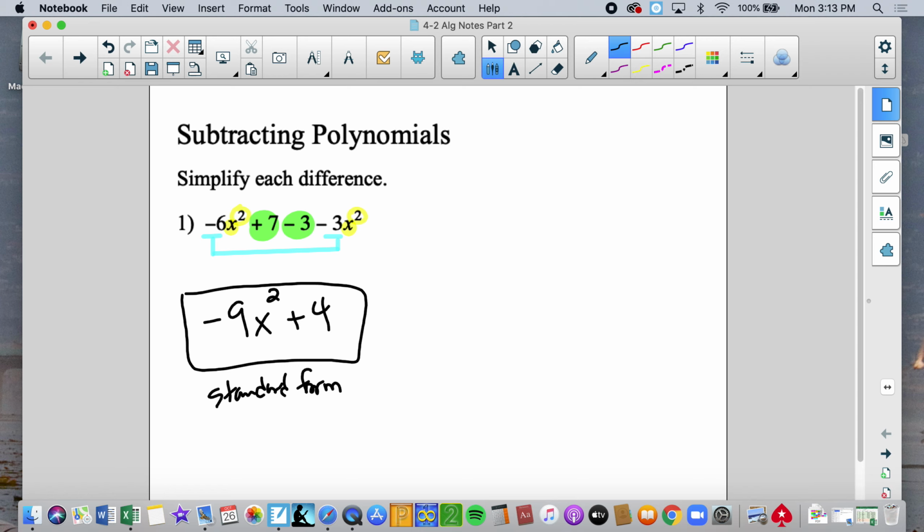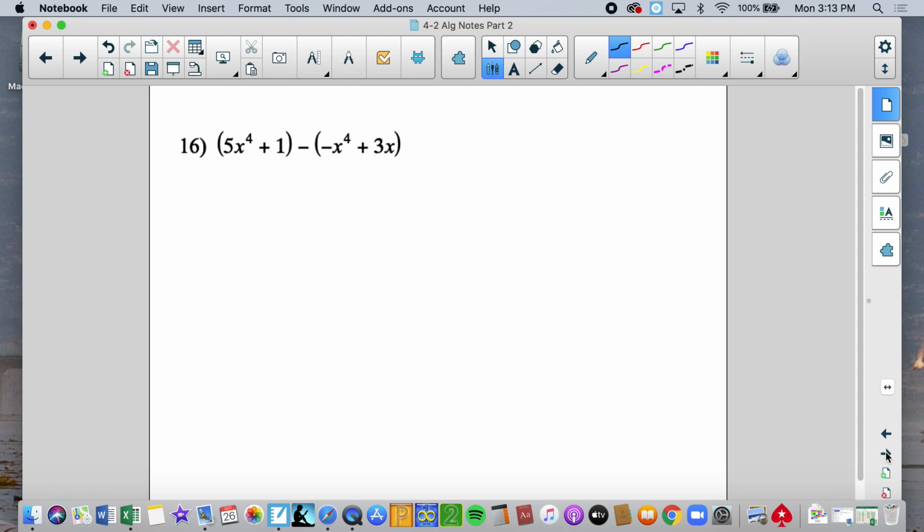So we should be really proficient at this point because of the addition and subtraction. It's when we have two binomials, adding or subtracting. Remember, when we had that addition sign, we had to distribute. Same thing here. We're distributing that negative 1. So we're going to distribute a negative 1 into the two terms inside of here. It's negative 1 times negative x to the fourth and negative 1 times positive 3x.